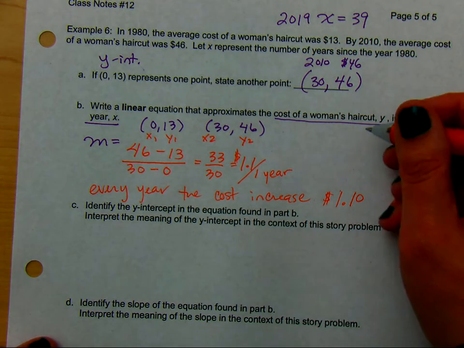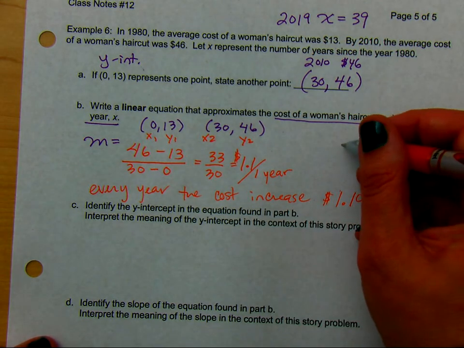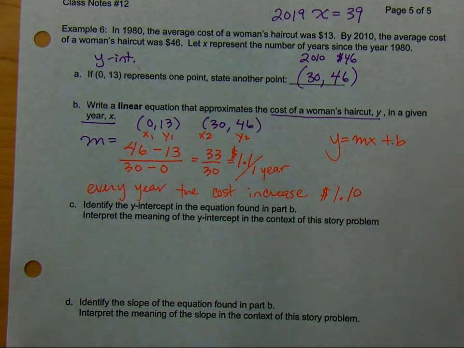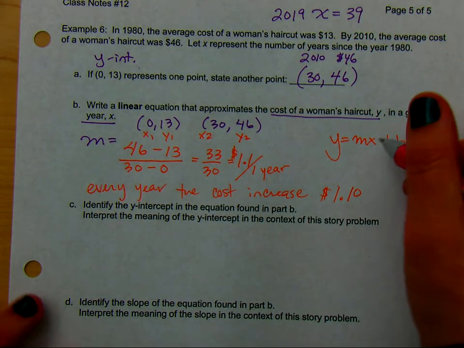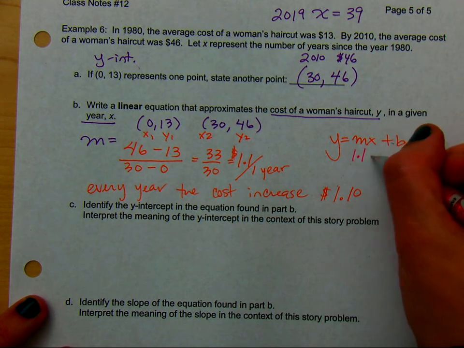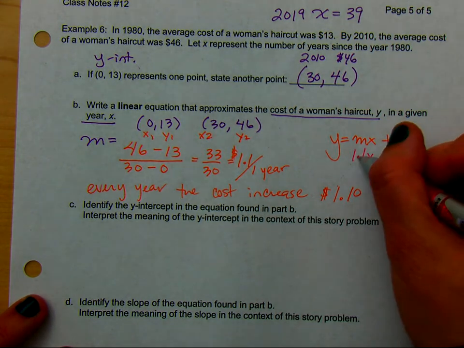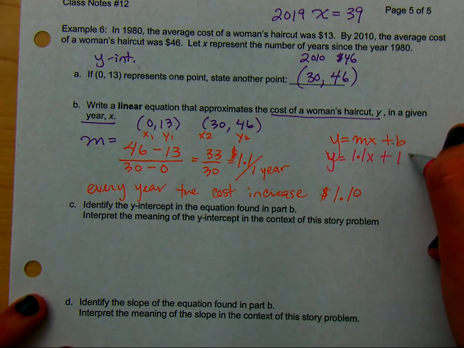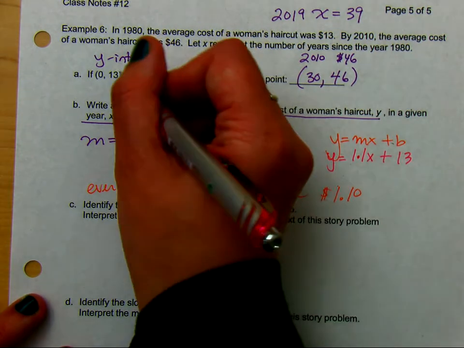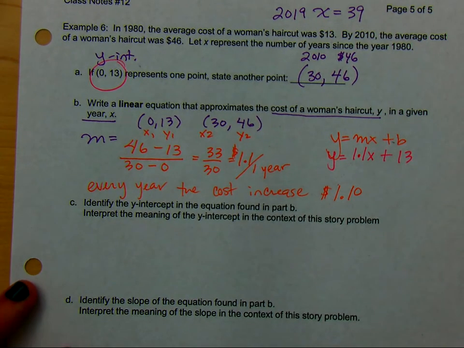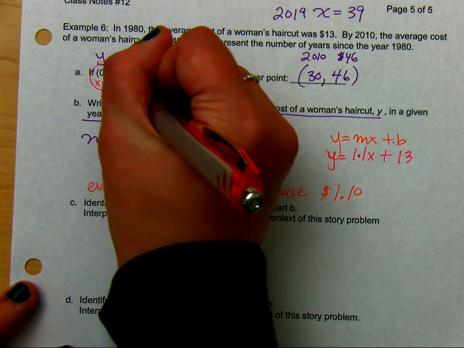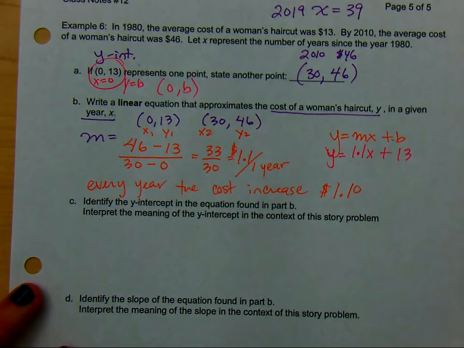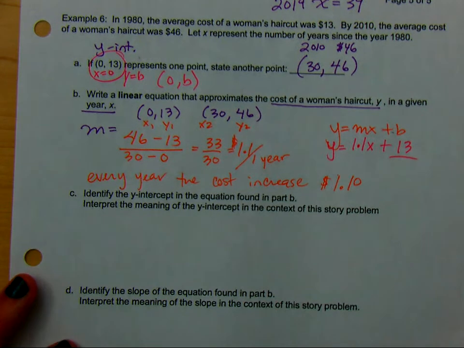Okay, so the equation then would be y equals mx plus b, right? Okay, what's the m? It's 1.1, plus what's b? It's actually $13 because that's where we started from. Remember, whenever x is 0, y equals b, because we have this point (0, b), the y-intercept. So that's the starting value.